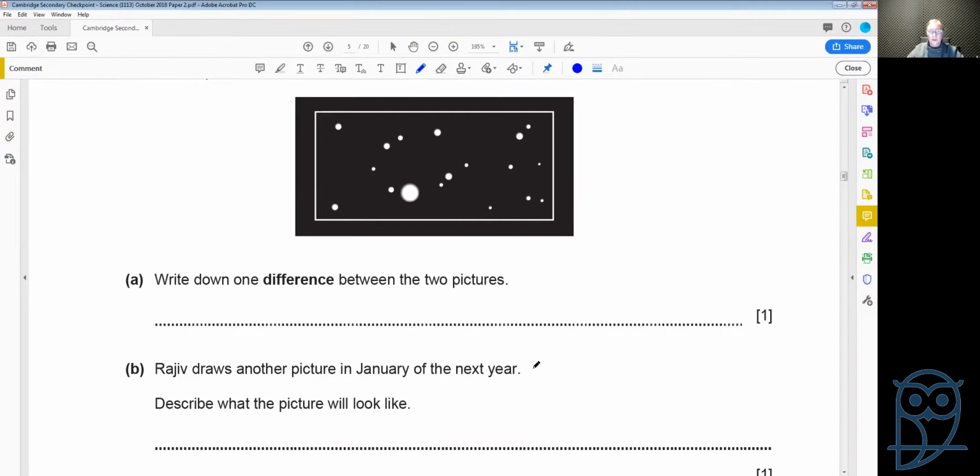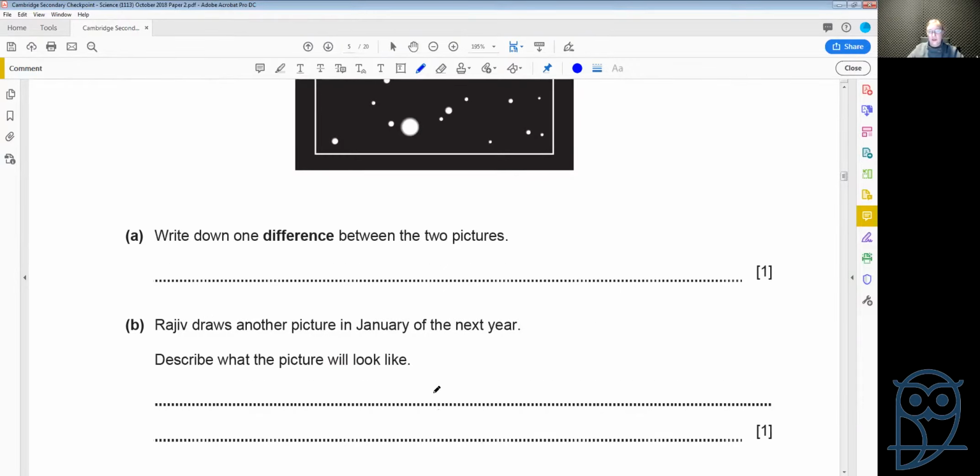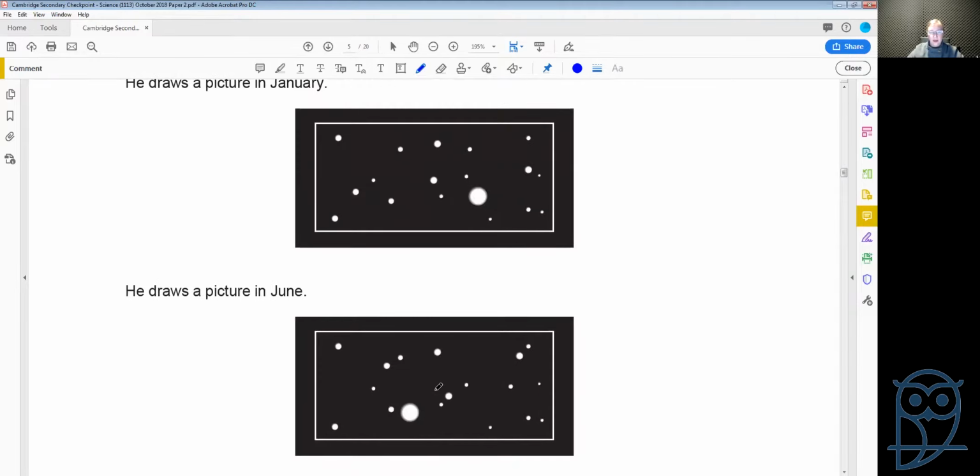And then he draws another picture in January of next year, and we need to see what the picture would look like. So this star and that star stayed the same. That one stayed the same. This one is different. Those stayed the same. That one stayed the same. Those stayed the same. So now we need to see where these other stars moved to.